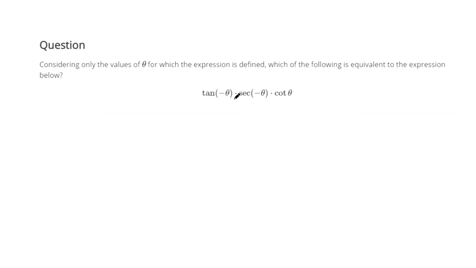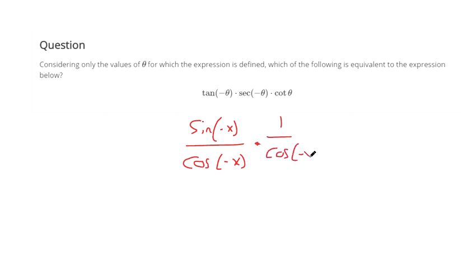So simplifying this one, remembering that tangent is sine over cosine, I'm going to write negative x, even though it's theta, just because my handwriting's bad with this mouse. We got sine of negative x over cosine of negative x. Secant can be written as 1 over cosine of negative x. And then cotangent is cosine of negative x over sine of negative x, because cotangent is the reciprocal of tangent.